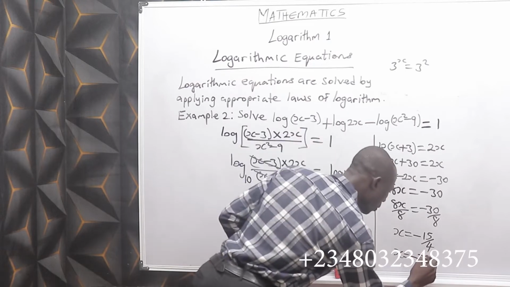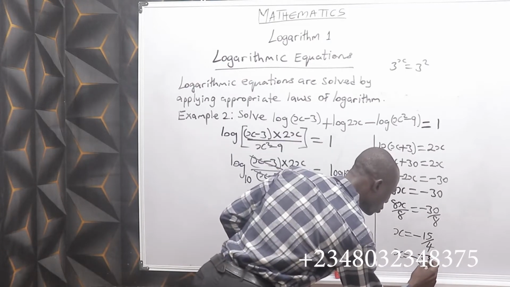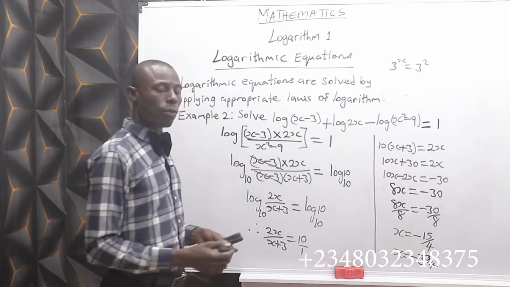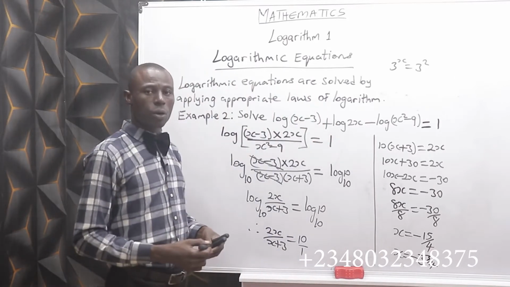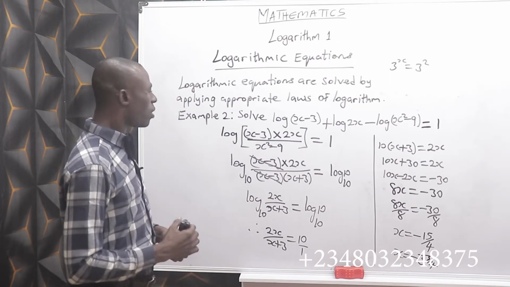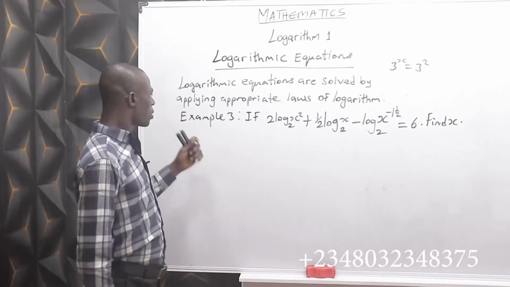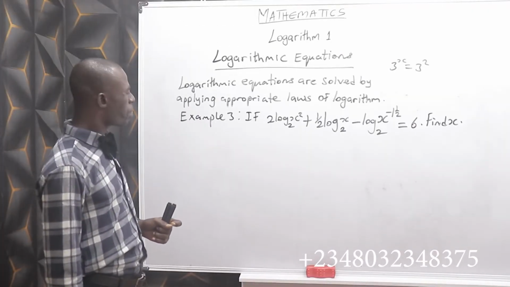Remains 3. 3 over 4. So your answer is minus 15 over 4 or minus 3 whole number 3 over 4. That is the end of that question. Let's look into example 3.